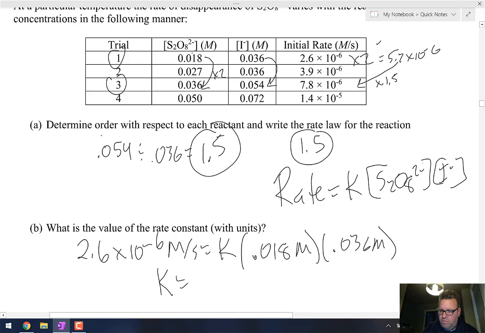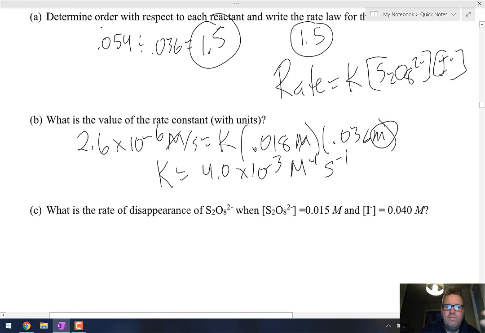So I'm going to take 2.6 times 10 to the minus 6. I'm going to divide by 0.018 molar. I'm going to divide by 0.036 molar. And I get 4.01. Actually, there's only 2 significant figures, so 4.0 times 10 to the minus 3. And then in terms of units, one of these molarities and one of these molarities are going to cancel. So you're going to have the molarity on the bottom, so molarity to the minus 1, and then seconds to the minus 1.